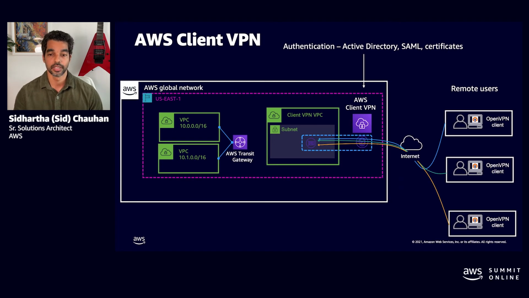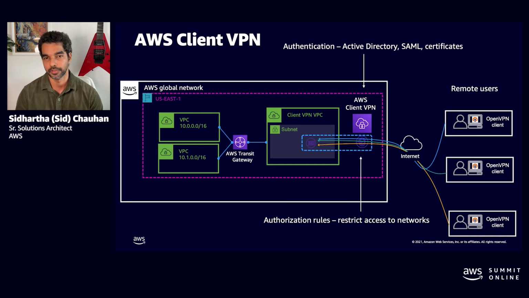Now, if you want the remote users to have access to the rest of the AWS infrastructure, very simple. You just connect the Transit Gateway to this client VPC, and by design, users will get access to any network which is connected to the client VPN VPC. Now, not in all cases would you want users to get access to all of your AWS infrastructure. You want to restrict users to specific VPCs. Let's say you want your remote users to access only the development VPCs and not have access to the prod VPCs. You can do that. There's an authorization component to Client VPN where you can write authorization rules which restrict access to networks.